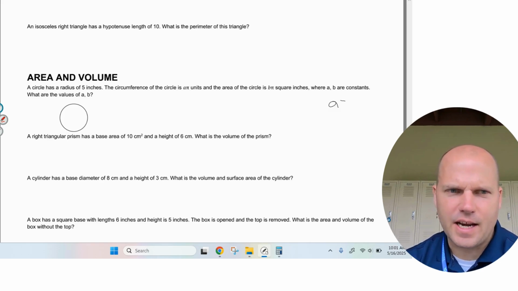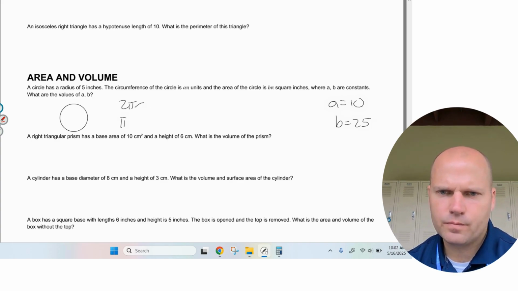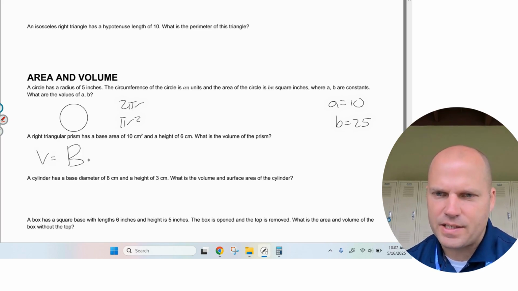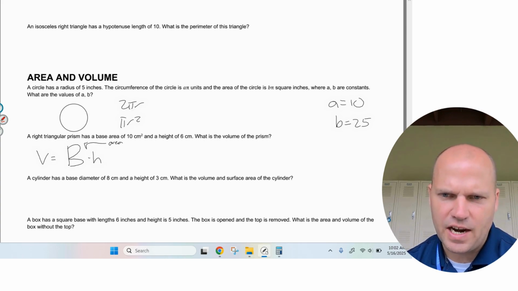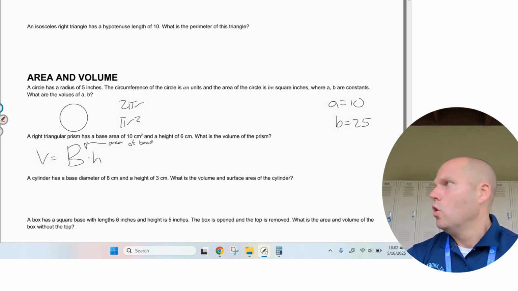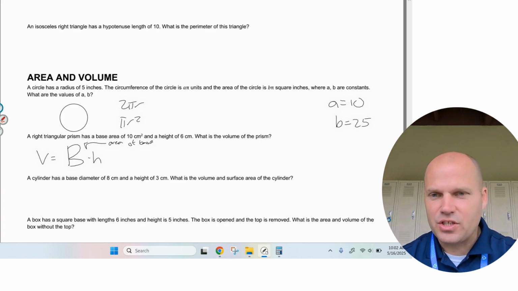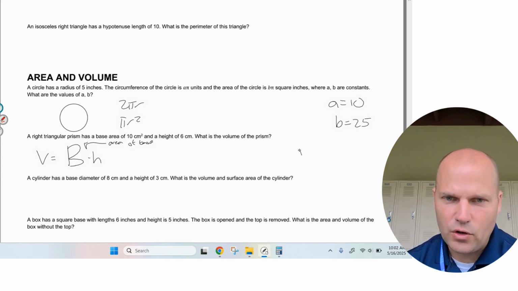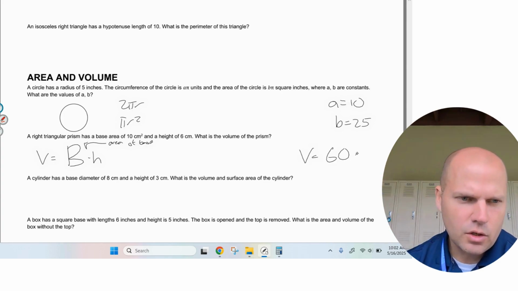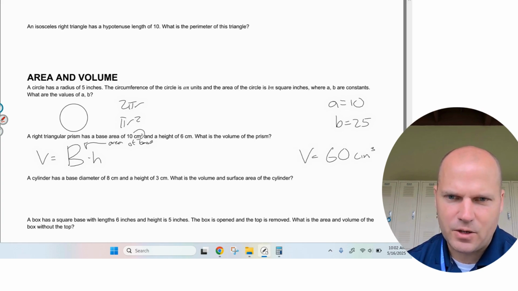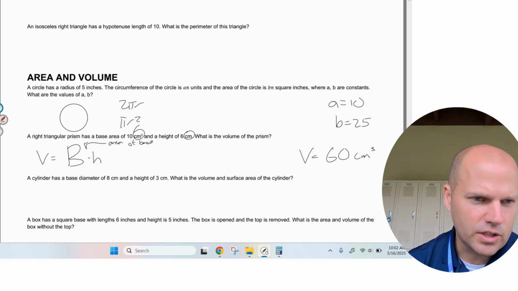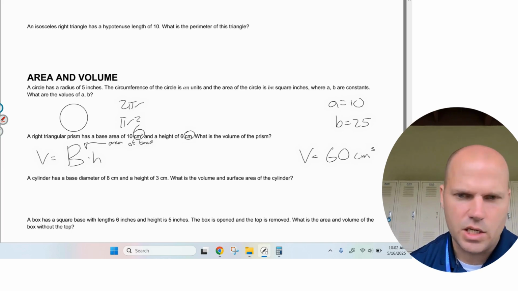Cool. A's got to be 10. B's got to be 25. 2 pi r squared. This is a great question because the volume of a prism is the area of the base times the height. We kind of saw these questions on the SAT pop up. This is an area of the base. A lot of these SAT questions give you the base area. The volume is just 60 cubic centimeters. And now look, if you got centimeters squared and you multiply by centimeters, you'll get centimeters cubed. So they kind of give you everything you need to get this answer.